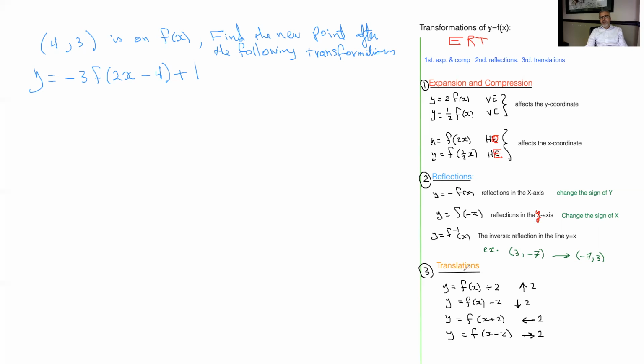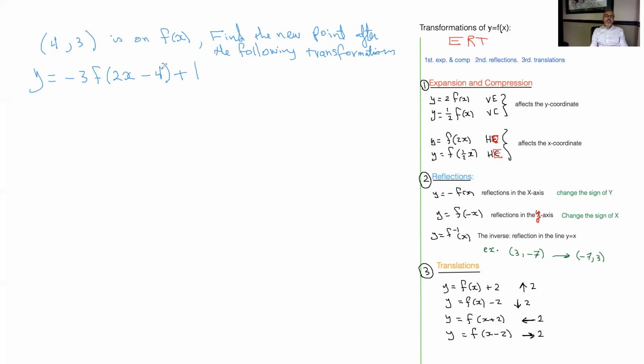The third thing in transformations is translations. So these are the 4 examples. F of x plus 2 goes up, f of x minus 2 goes down. F of x plus 2 in the brackets means you're going 2 to the left. And if it's x minus 2 in the brackets, then you're going 2 to the right.